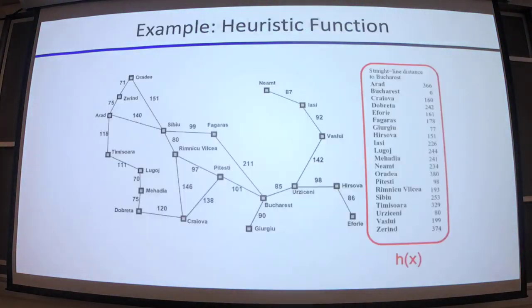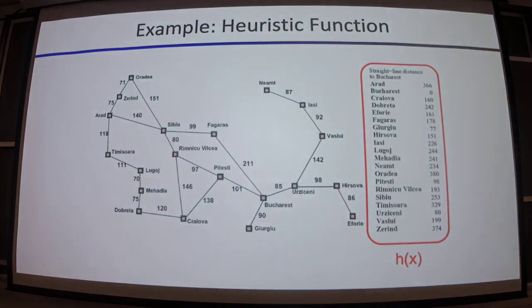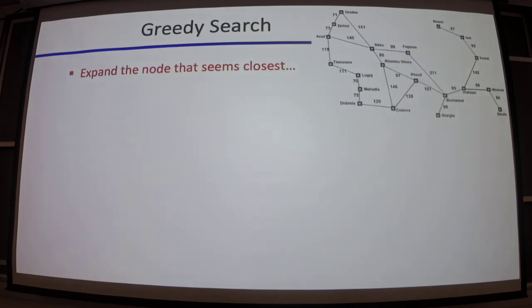Okay, let's talk about greedy search. Going back to this example, we have some heuristic values defined over every state. We're assuming these are an estimate of how much it's going to take to get to the goal from those states. What if we use those exactly and just expand the node in our search tree that seems the closest by that heuristic value? So let's talk about going from Arad to Bucharest.